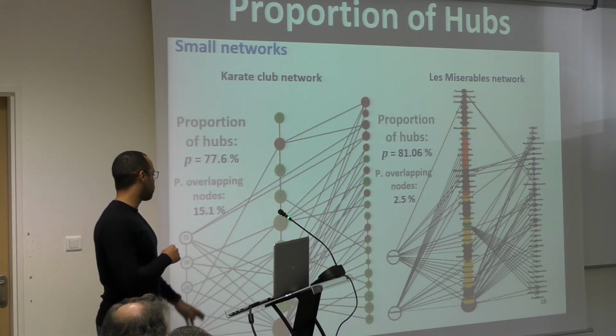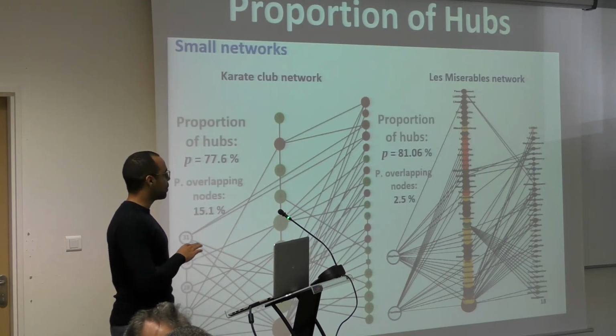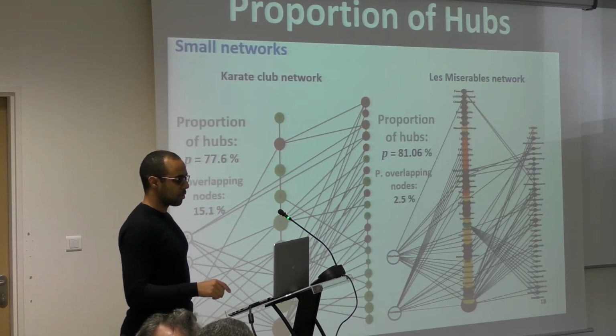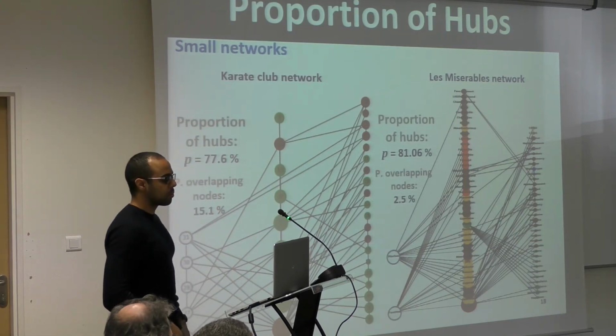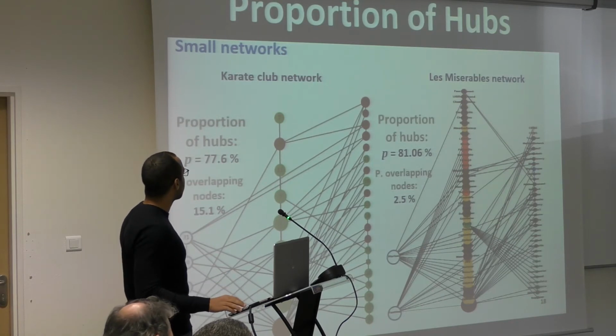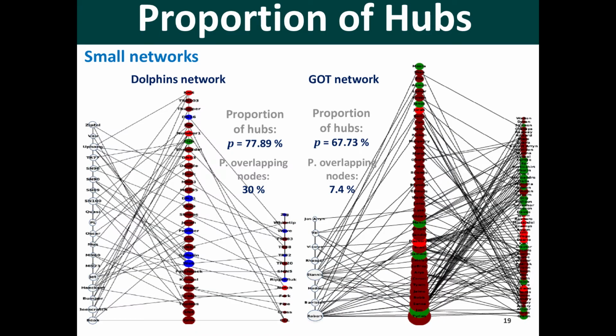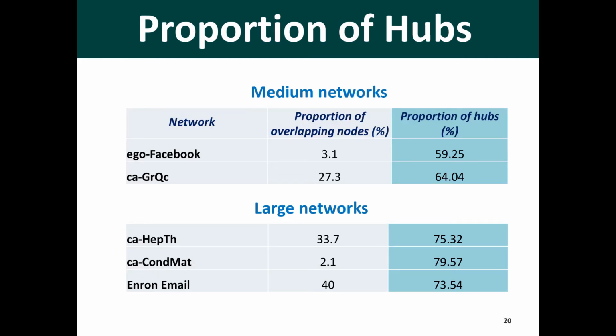As you can see, the overlapping nodes are neighbors with the majority of the hubs, and this can be confirmed by the value of the proportion of hubs, which is equal to 77.6% for Karate Club, 81% for Les Misérables, 77.8% for Dolphins, and 67% for Game of Thrones Network. It also has high values in medium and large networks, where the hubs represent more than 50% of the nodes belonging to the ego network of overlapping nodes.